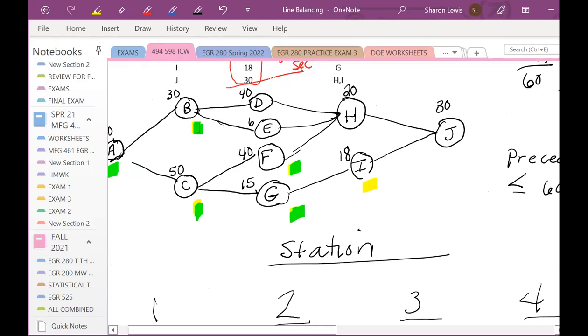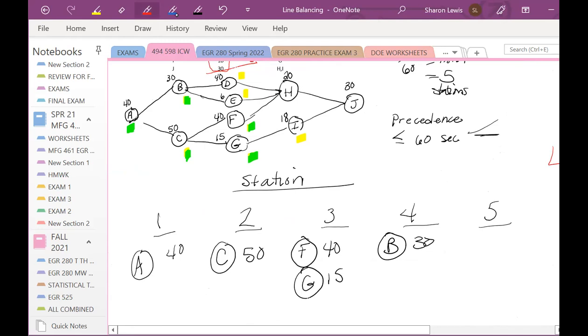So B is done, which opens now D and E as candidates. So right now we've got 3 candidates, D, E, and I. Using longest processing time, choose D at 40. So we try to put in D, but at 40, that 70 exceeds.